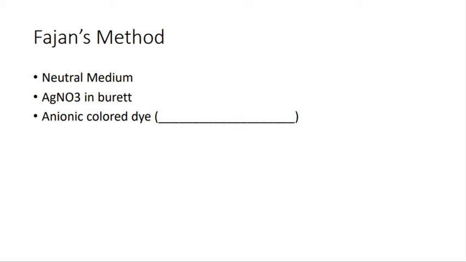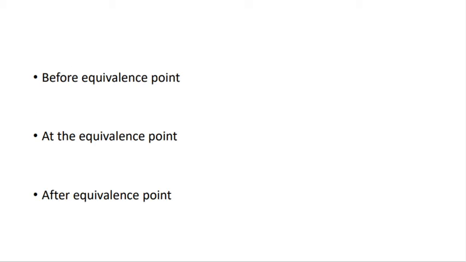So, ang indicator na gagamitin natin dito, yung anionic colored dye, which is your dichlorofluorescein. Okay? So, adsorption yung nangyayari kay Fajans method. Tulad ng nasabi natin before. So, before the endpoint or equivalence point, so first, addition of silver to chloride. Second, formation of colloidal silver chloride. Okay? So, at the endpoint or during the equivalence point, all silver has been consumed. After, okay, the equivalence point, same pa din, may excess silver.